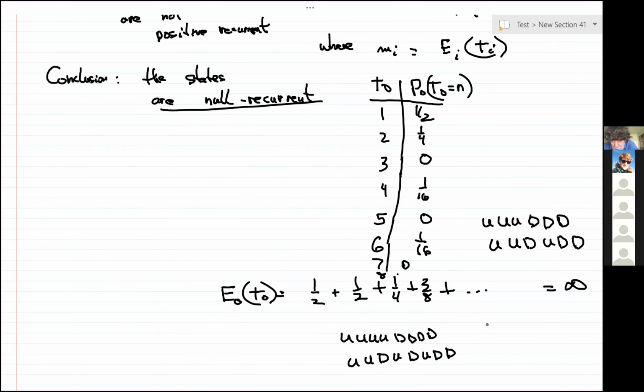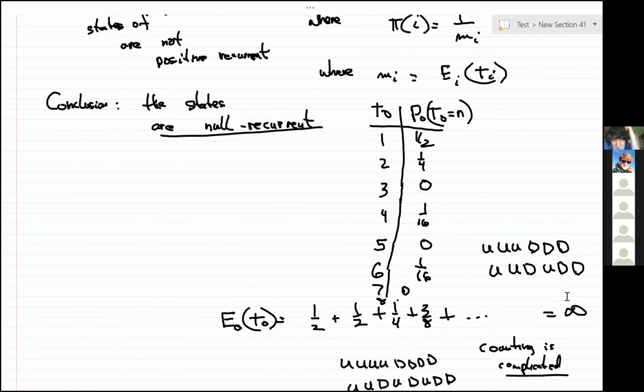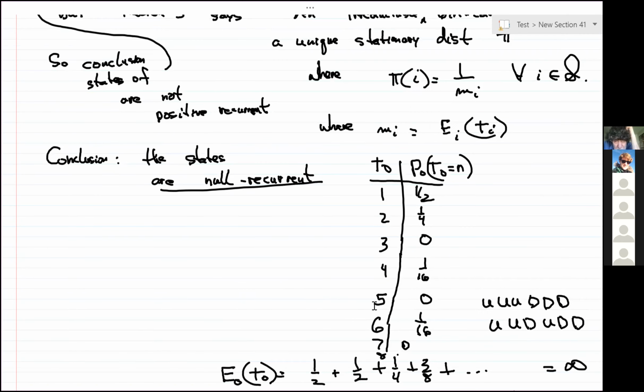may be complicated. I have actually not tried to do it. I don't remember. But if you do the counting correctly, this infinite series, when you figure out the expected value, should go off to infinity because that's a consequence of theorem 5.